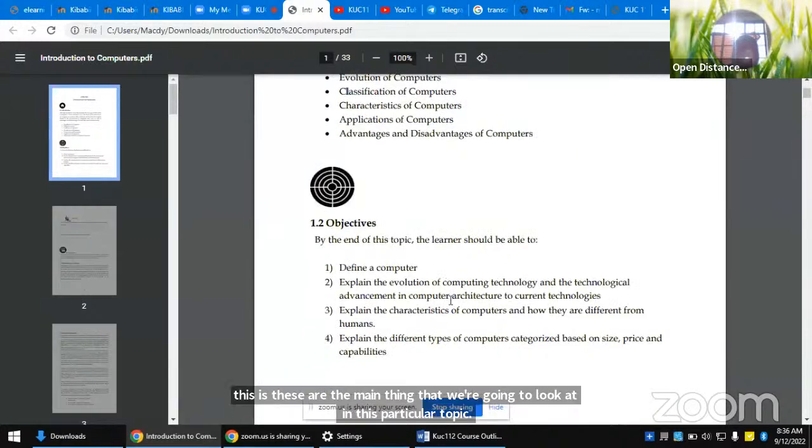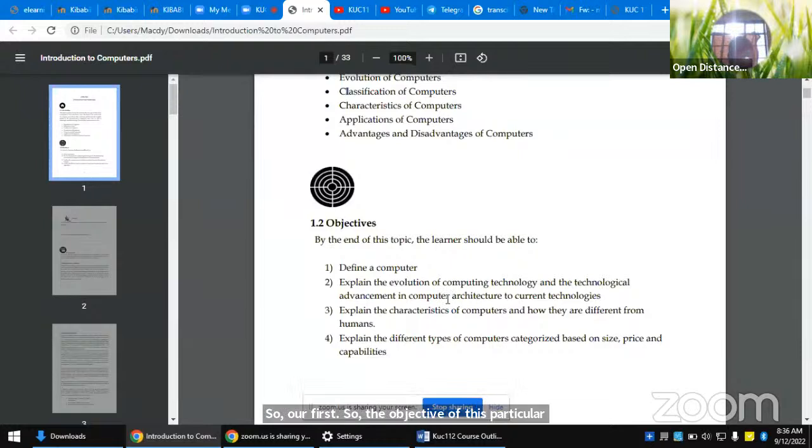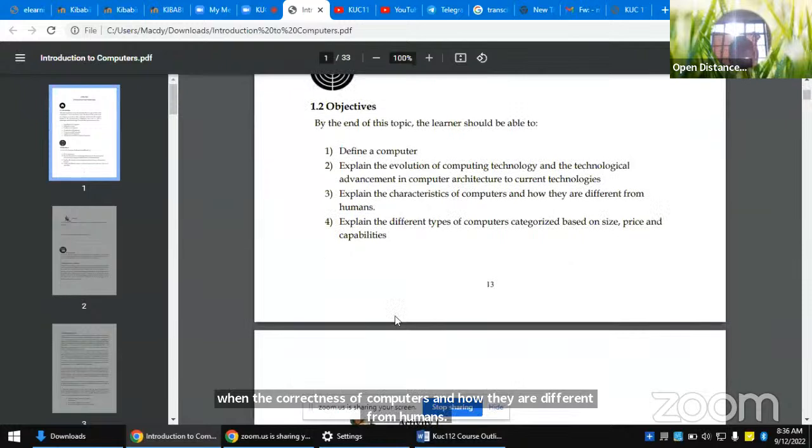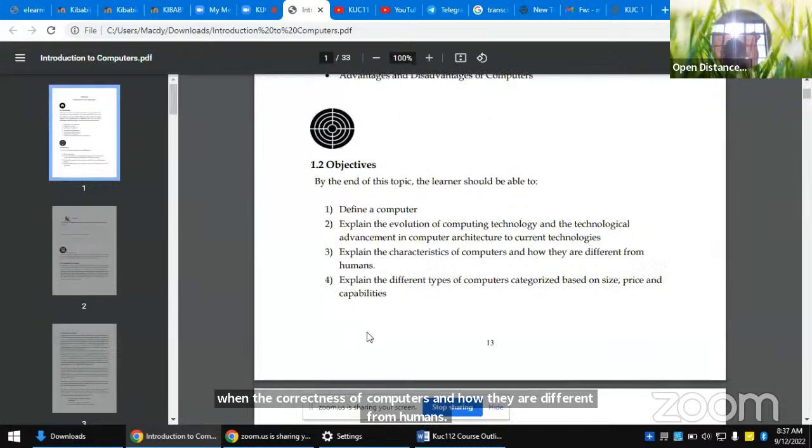So our first, the objective of this particular topic: by the end of this topic, the learner should be able to, one, define a computer, explain the evolution of computing technology and the technology advancement in computer architecture to current technologies, explain the characteristics of computers and how they are different from humans, explain the different types of computers categorized based on size, price, and capabilities. So these are the key things at the end of this topic.